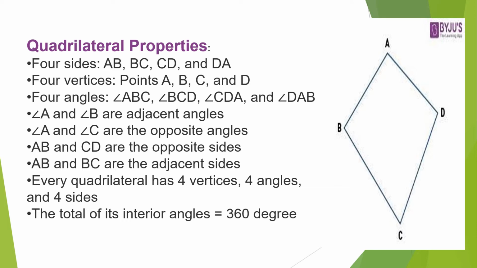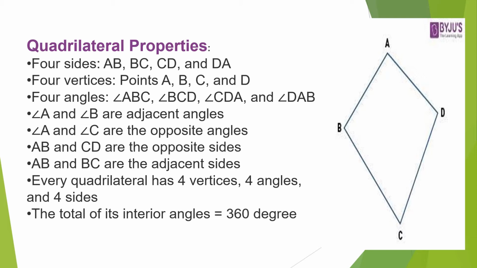But adjacent sides, children, if we consider side AB, for side AB, side BC and side AD are the adjacent sides. For side BC, side AB and side CD are the adjacent sides. For side CD, side BC and side DA are the adjacent sides. For side DA, side AB and side CD are the adjacent sides.